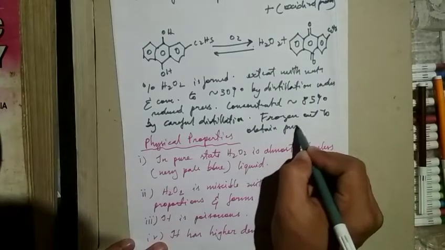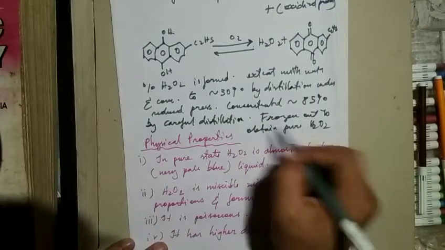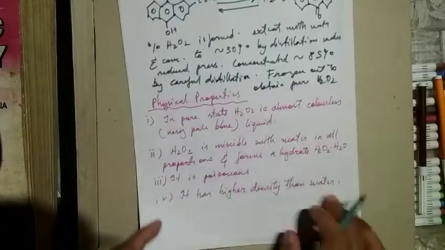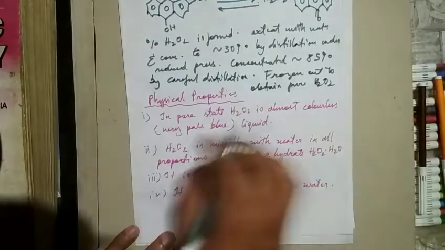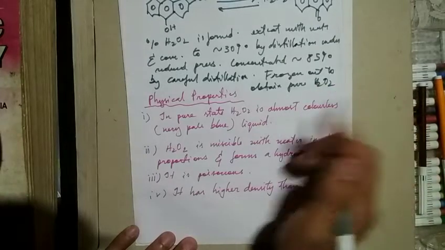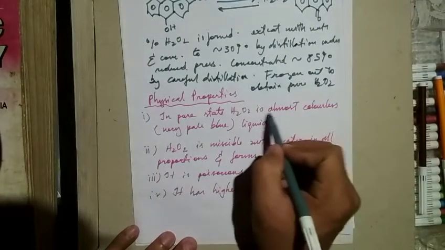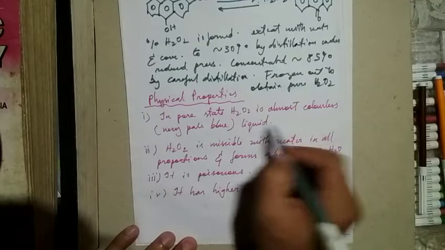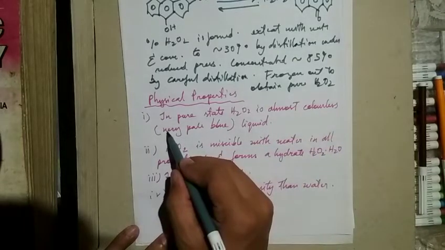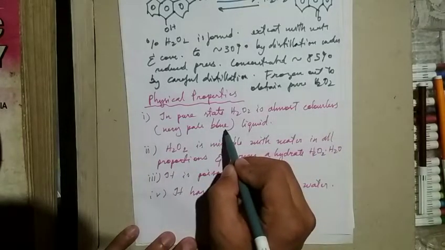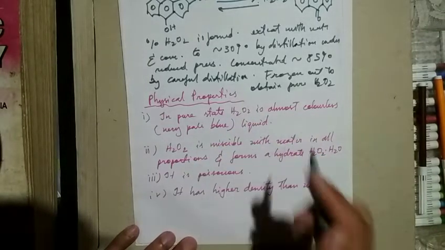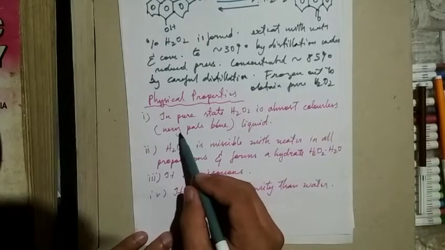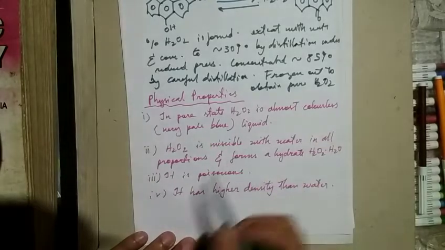Obtain pure H2O2, okay. Now we come to physical properties. I've already given them here to save time. In the pure state, H2O2 is an almost colorless liquid, or it can be very pale blue.